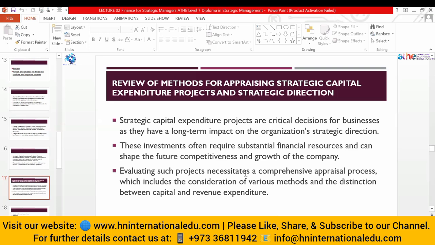Evaluating, that is, working on the pros and cons and everything, projects necessitates a comprehensive appraisal process, which includes the consideration of various methods and the distinction between capital and revenue expenditure. Now, both of the things are different. Capital is an asset, money. Revenue is the one which is generated through the sales. This is the main difference, the distinction. Then the various methods include techniques, definitely.